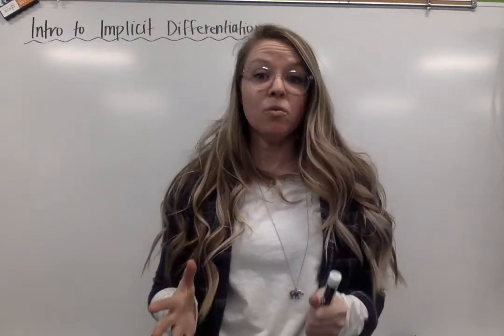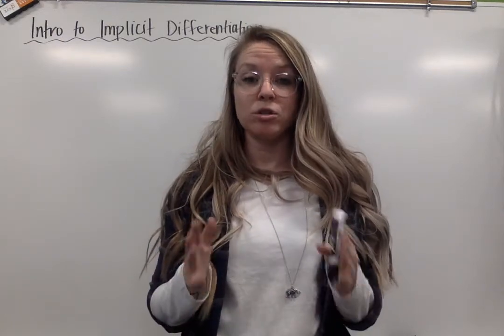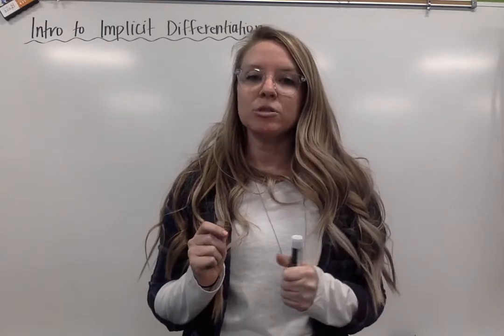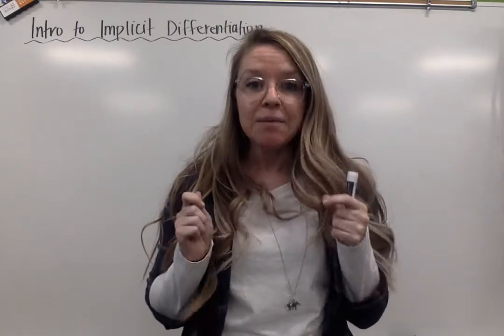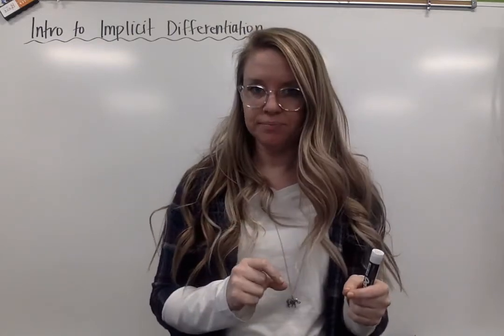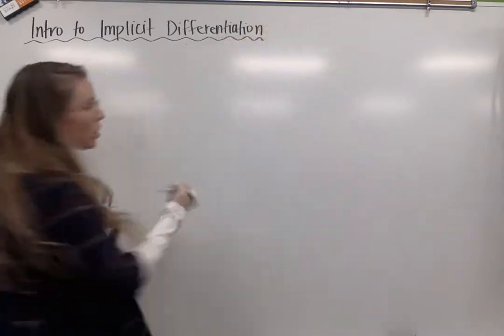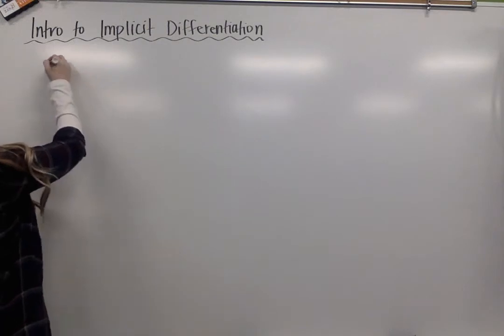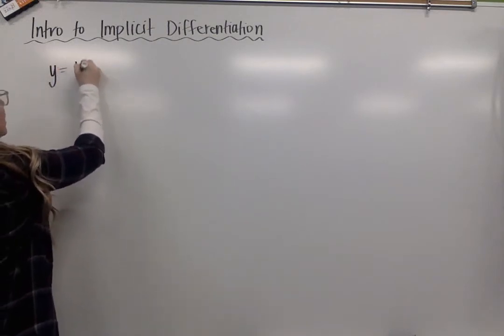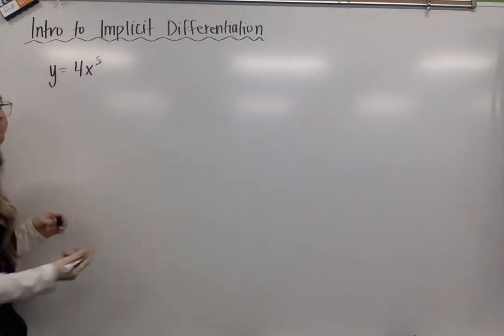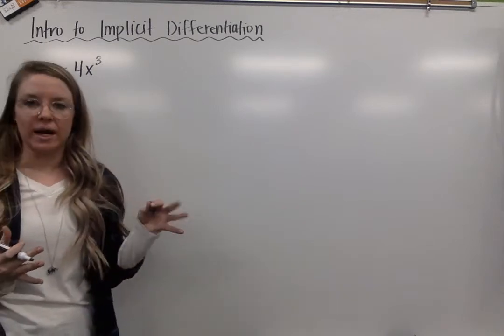All right, so we're ready to move forward with our derivatives. Today we're going to be talking about implicit differentiation, okay? So what's happening here is normally we have a function that looks something like this, yeah? So we have y equals 4x cubed.